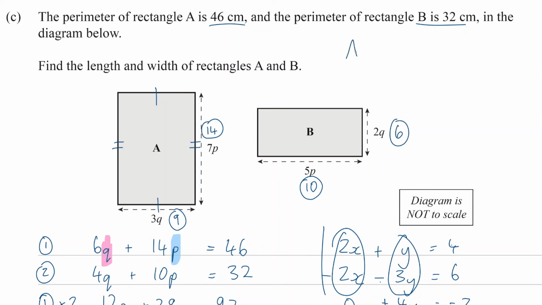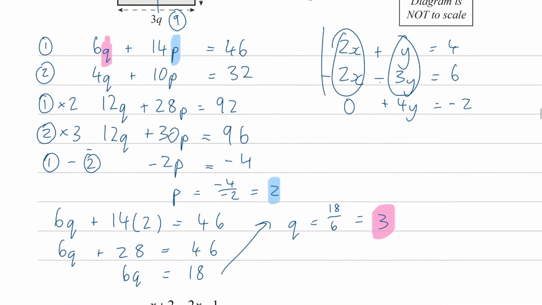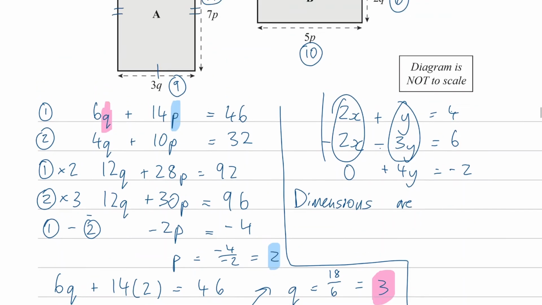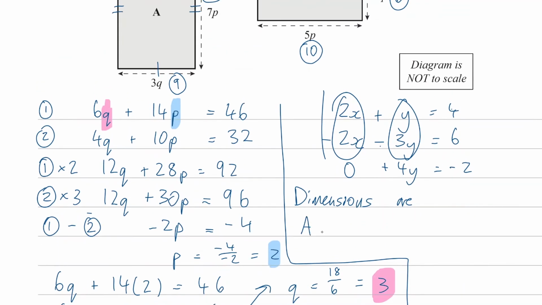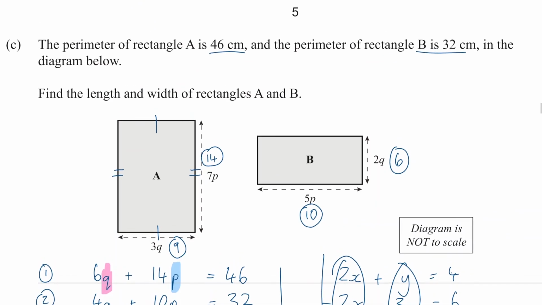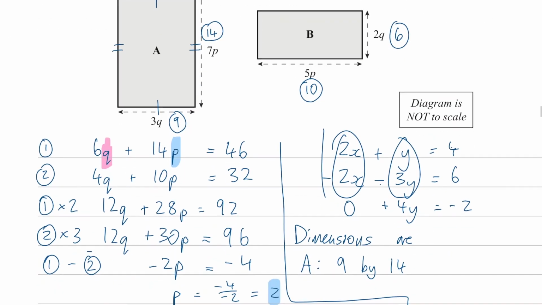So our dimensions, let's write this out properly. Running out of space though. Dimensions are, so for rectangle A, they are 9 by 14. Do we have any units? Perimeter is 46 centimeters. Yep, so this will be in centimeters. 9 centimeters by 14 centimeters. Rectangle B is 6 centimeters by 10 centimeters.